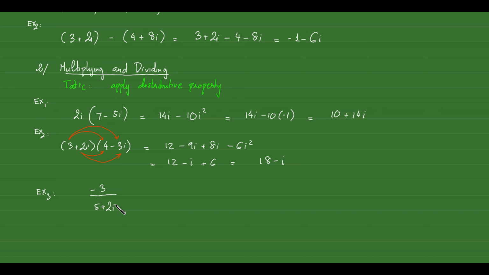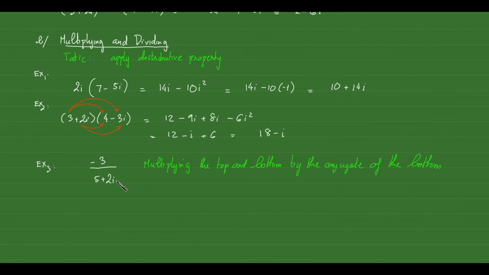All right. So in order to do division here, this is what you have to do. Remember, last time we already talked about a conjugate. So in order to do this, the tactic will be multiplying the top and bottom by the conjugate of the bottom.